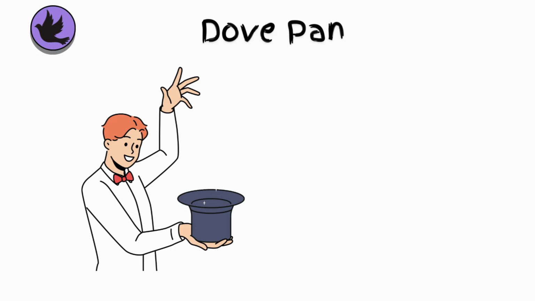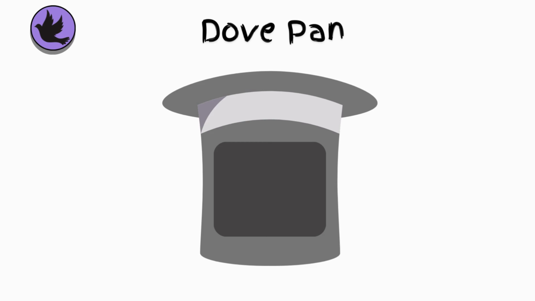Dove pan. The magician seems to produce live birds or objects from an empty pan. This is made possible by using a pan with a hidden compartment at the bottom, allowing objects to be loaded into it unnoticed before the big reveal.